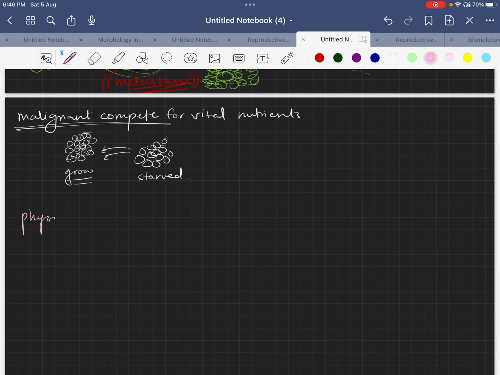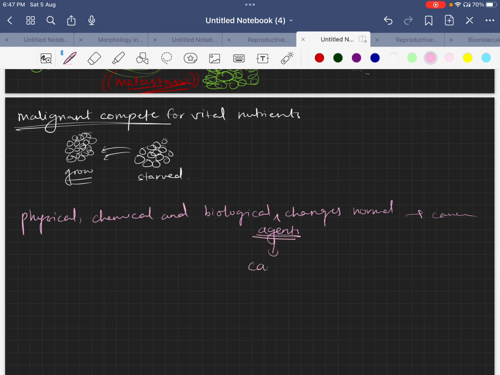Now, the physical, chemical, and biological changes which cause normal cells to become cancerous cells, these agents are carcinogens.